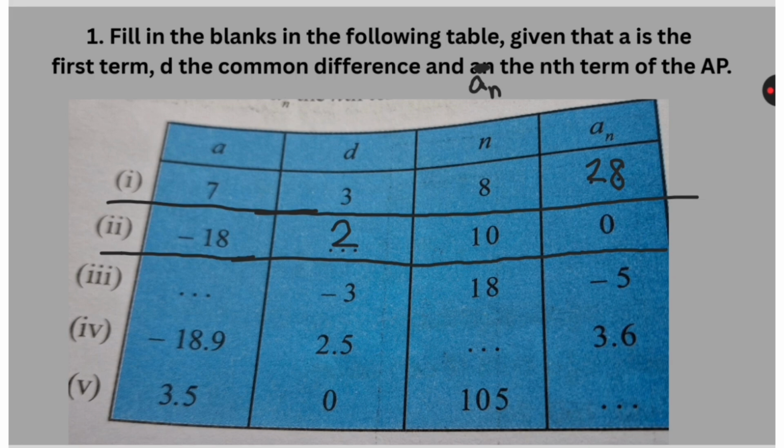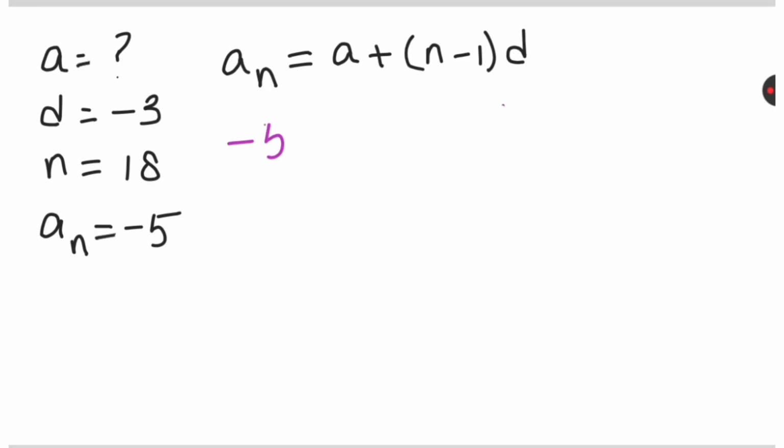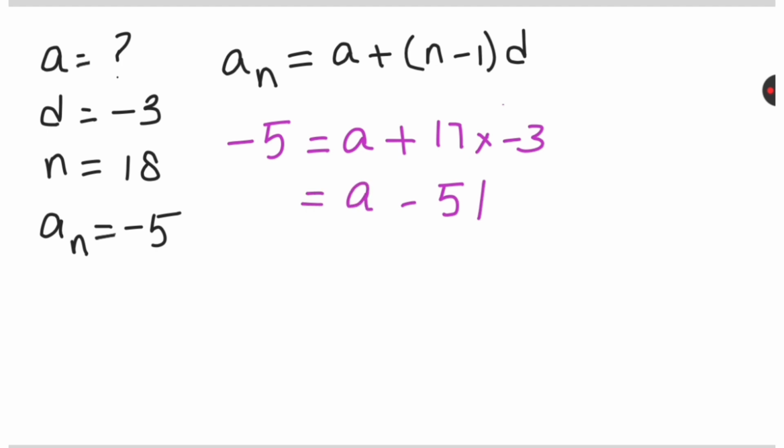Now let's see the third question. The first term they didn't give, we need to find the first term. The common difference is minus 3, and the number of terms is 18. So AN, the nth term of this AP, is minus 5. So AN, that is minus 5, is equal to, we don't know A, so just write A plus n minus 1, that is 18 minus 1, which is 17, times the D value, which is minus 3. 17 times minus 3 gives minus 51. Minus 51, and here we have A, so that is equal to minus 5. Here we have a minus 5, so to get rid of that, let's add plus 5 on both sides.